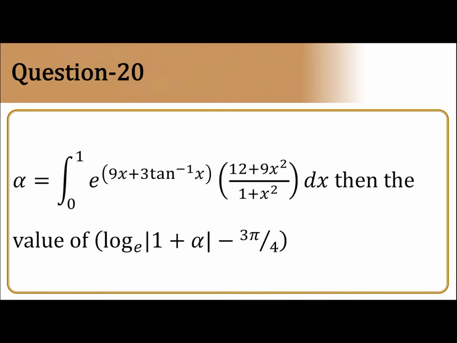Now problem 20. Alpha equal to integral 0 to 1 e to the power 9x plus 3 tan inverse x into 12 plus 9x square over 1 plus x square dx. Sometimes it's to be very big, but mainly you have to concentrate here. Please write down this problem, then we'll move further.